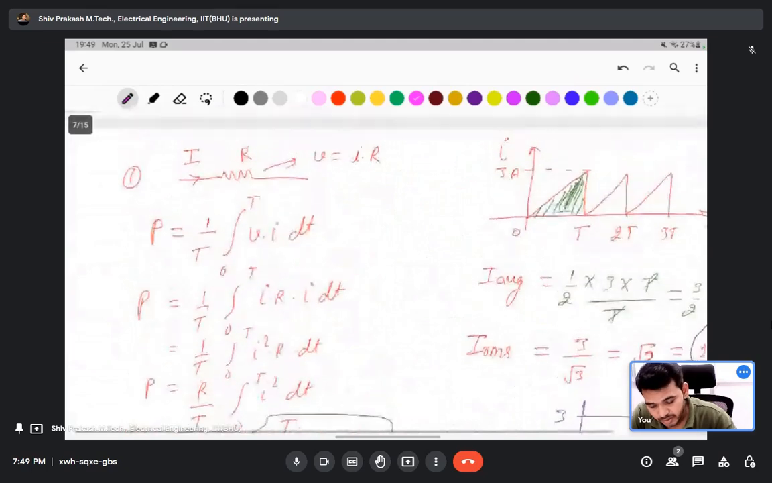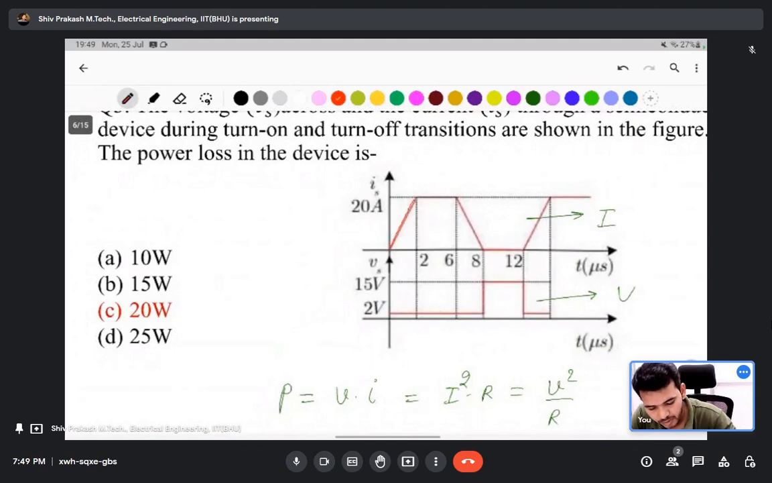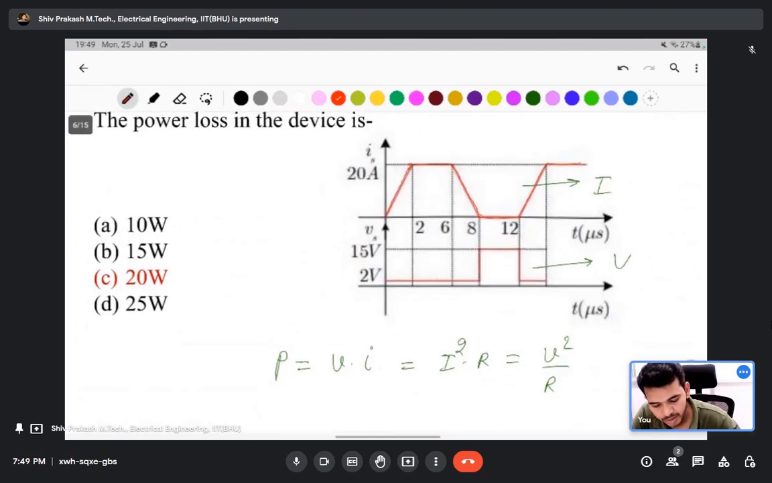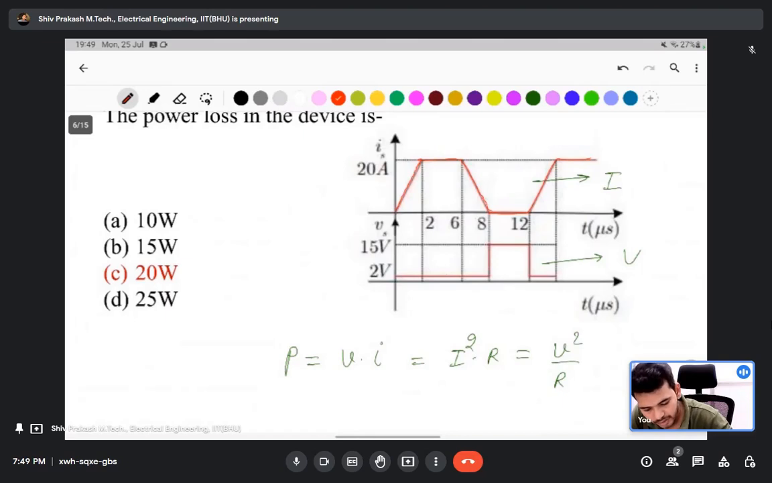This question is given in your assignment. This is the correct waveform. This one is the voltage waveform. This is the constant voltage. Here the constant voltage is applied, and when constant voltage is applied with any current across that, then you should take the average current of that. Then you can find the average of this current.